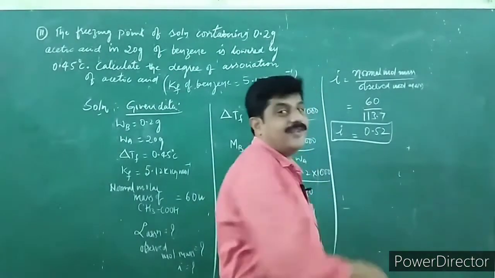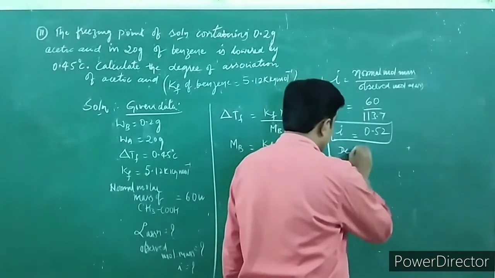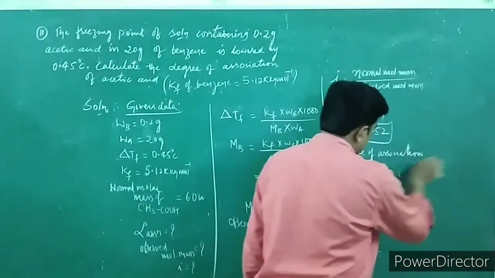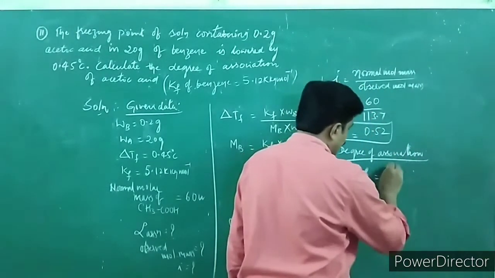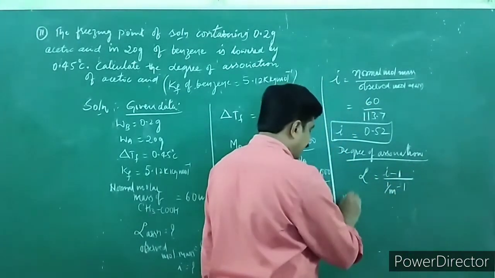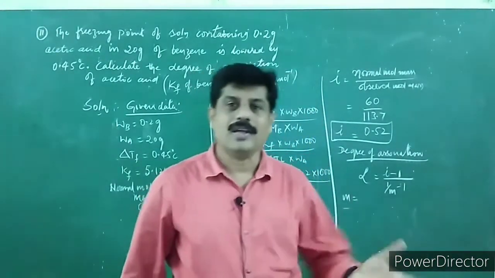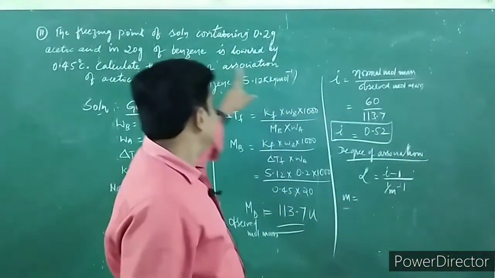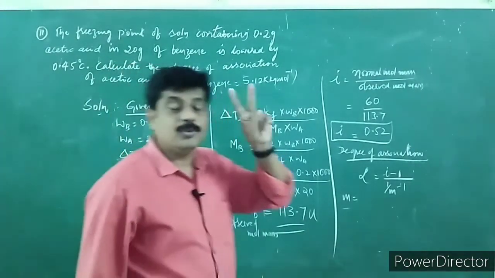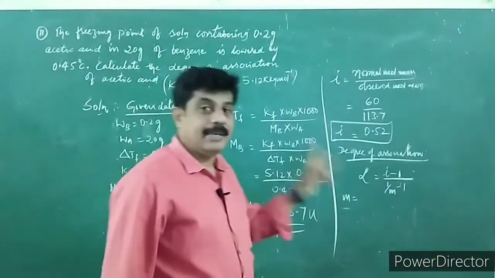Children, once you get the value of i, now I go for degree of association, and the relationship for degree of association is alpha is equal to i minus 1 upon 1 by m minus 1. We need to find out the value of m, is it not? What is m here? Number of particles which unite or associate to form a single entity. Children, in this case, acetic acid undergoes dimerization in benzene. That means two acetic acid molecules combine together to form one entity. That means m is equal to 2.